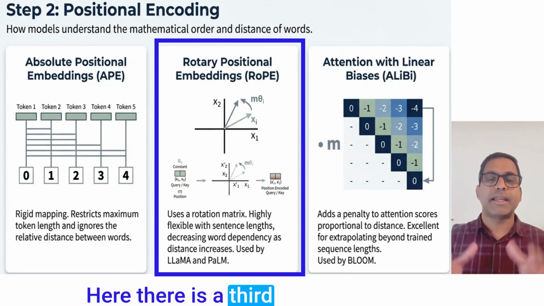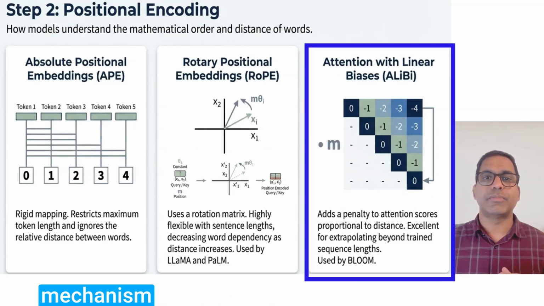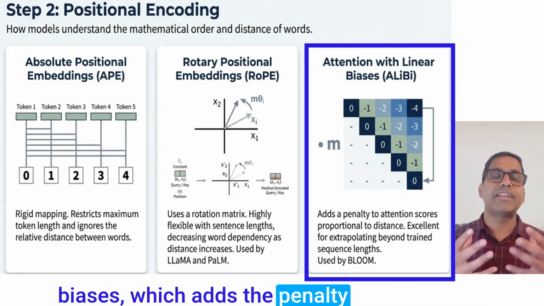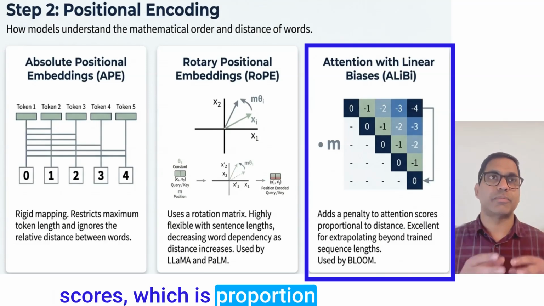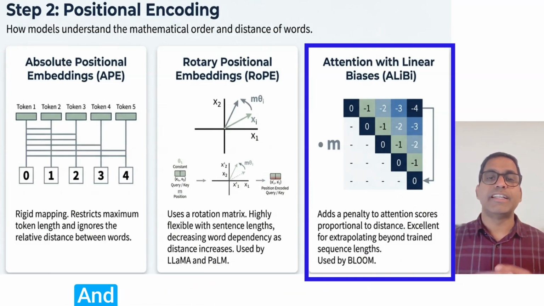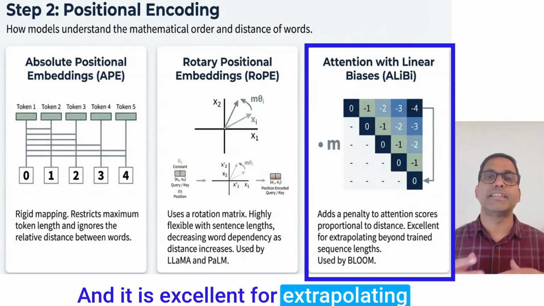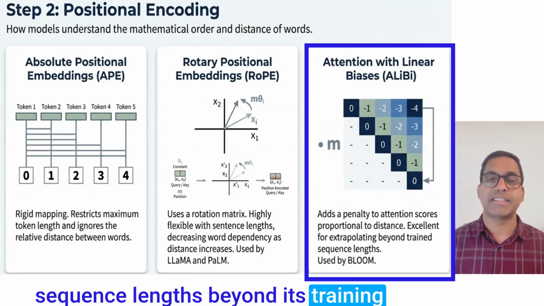Here, there is a third type of attention mechanism called attention with linear biases, which adds a penalty to attention scores that is proportional to its distance, and it is excellent for extrapolating the sequence length beyond its training sequence.